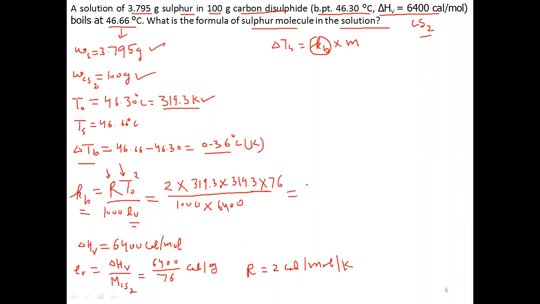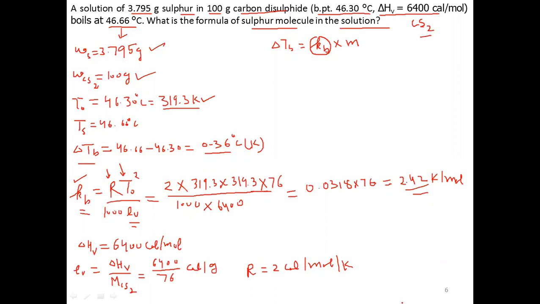0.0318 multiplied by 76. So if you solve it, it will come out to be 2.42. So this is the value of Kb. Now we have Kb, which is in Kelvin per molality, or you can use Kelvin kilogram per mole.